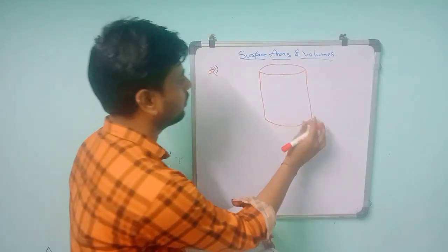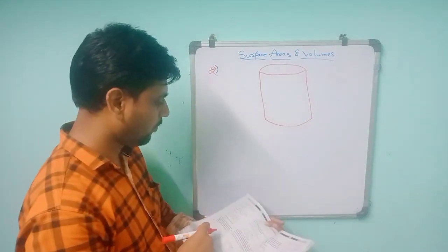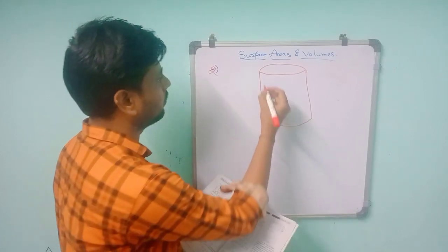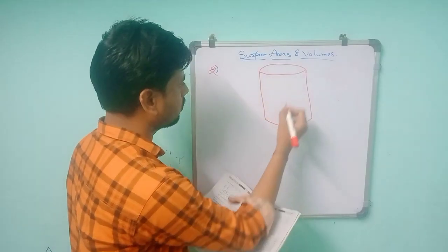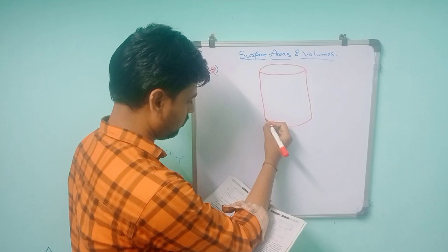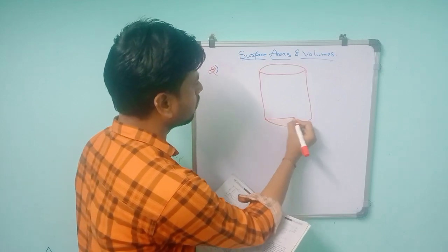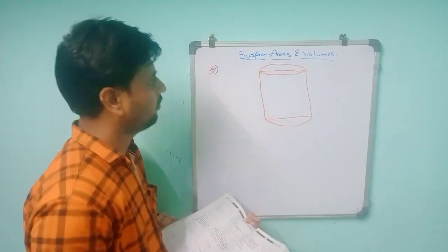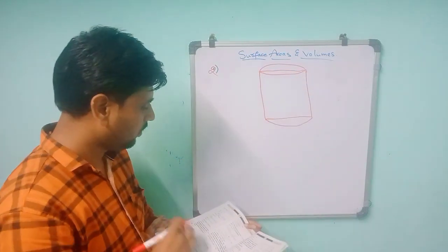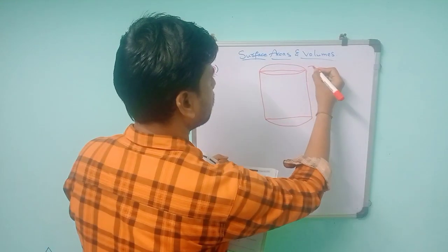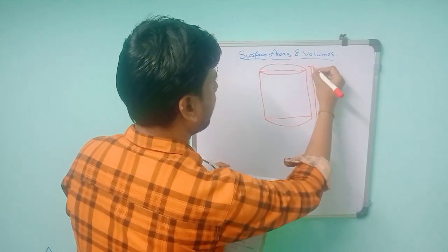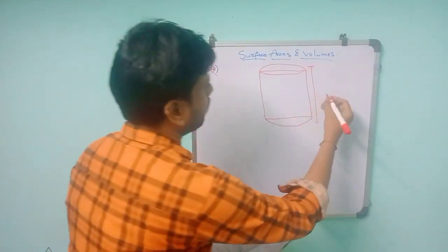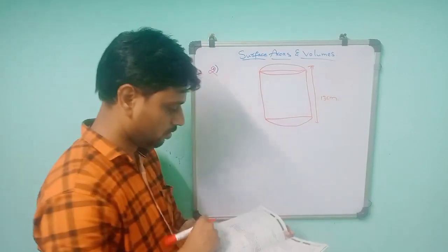So this is the hemisphere. It is mounted by a hollow cylinder. So this is the hollow cylinder and this is the hemisphere. Then they gave the total height. Total height means this one. The total height of the vessel is 13 cm.